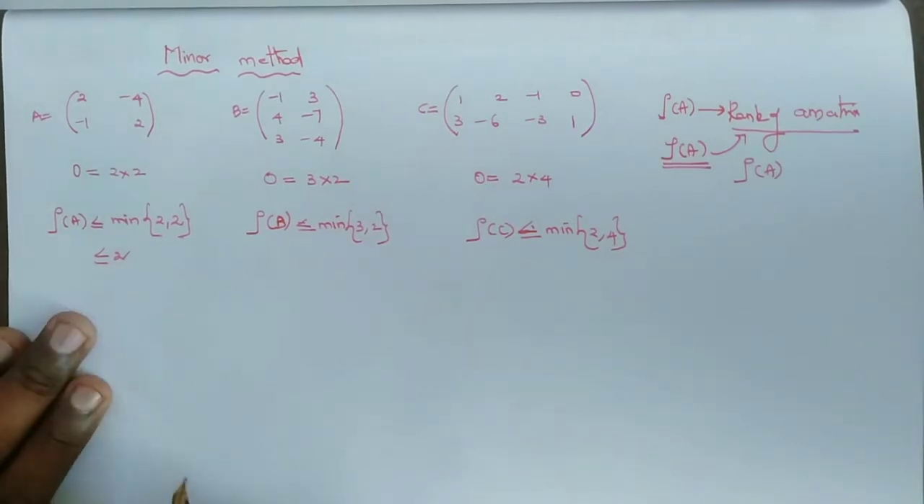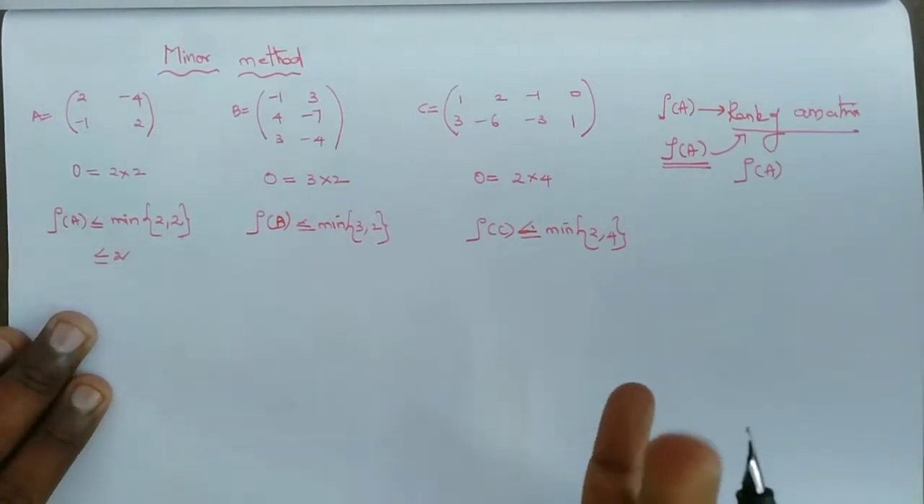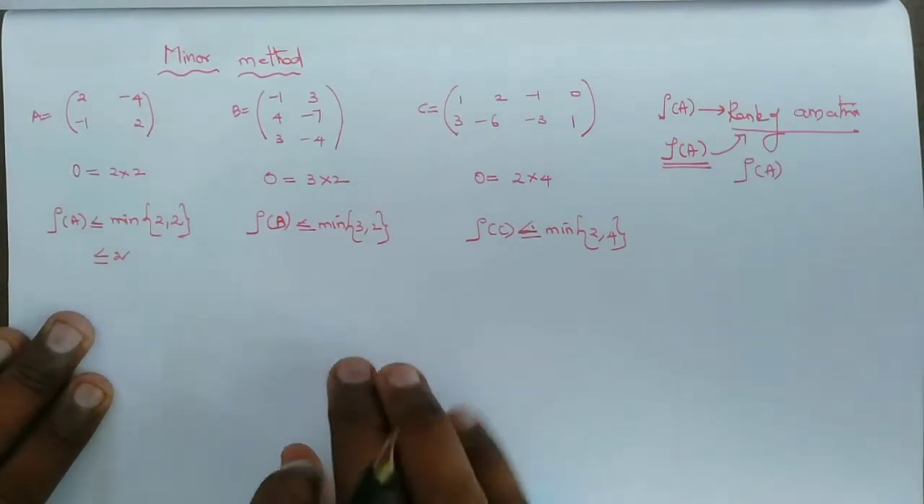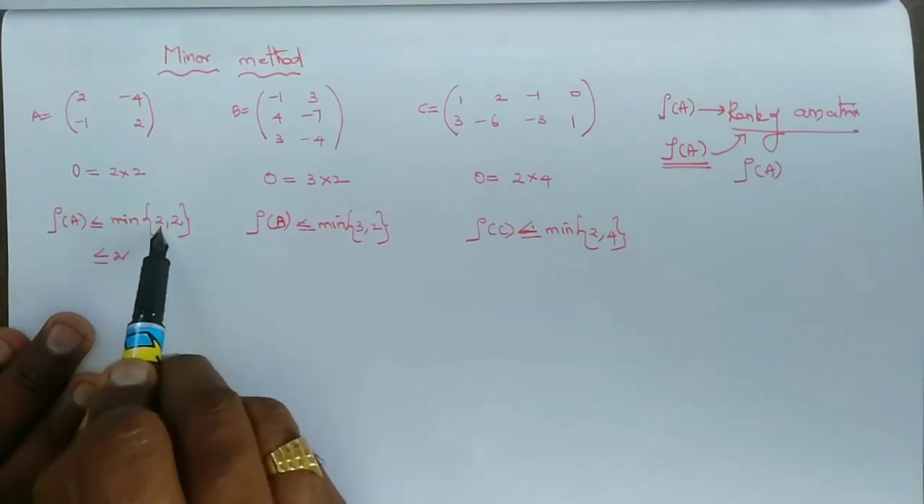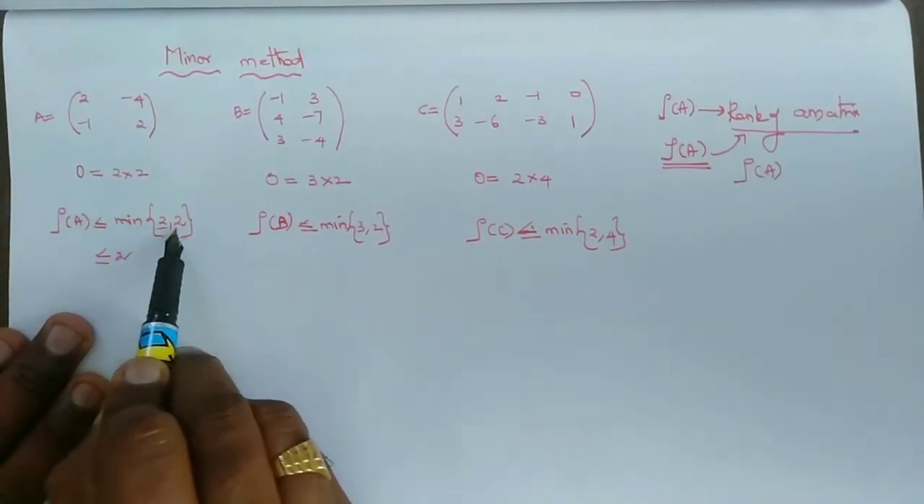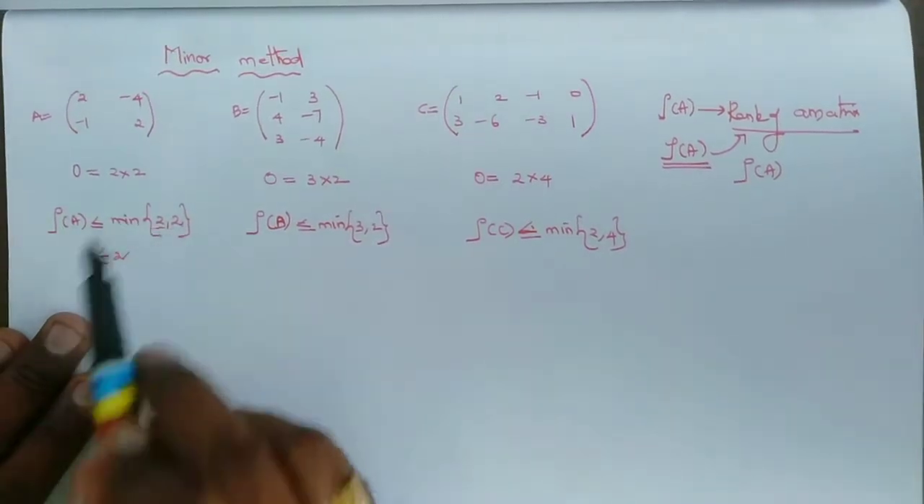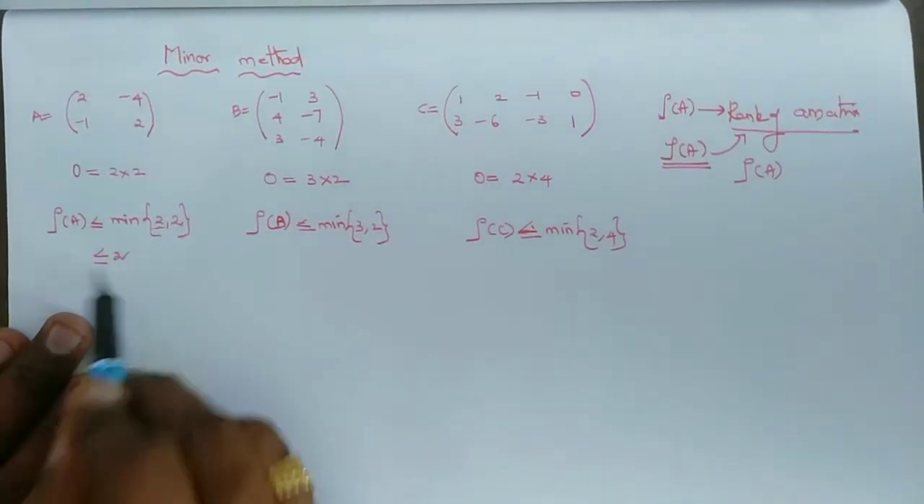What is it less than or equal to? It can be 2, it can be 1. It cannot be 0, only 2 and 1. Mostly the rank of a matrix is a natural number. It cannot be 0. So in the first one, the row is 2 and the column is also 2. Which one is minimum? Both are the same, 2. So write 2, less than or equal to.